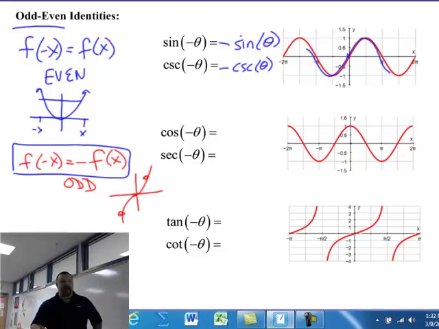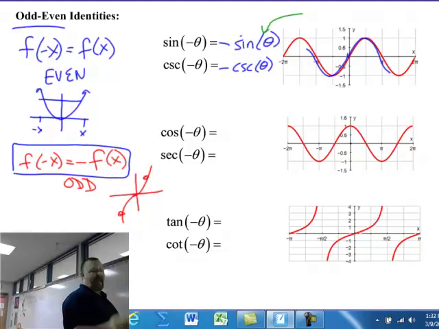Okay. And this is going to become important because as we start putting functions together, or functions inside of other functions and trying to manipulate all this stuff with our identities, we can't really compare stuff or do things unless the angles are the same. So if I have a sine of negative theta and I have a sine of theta, they're not the same. But I can relate them now with these identities.